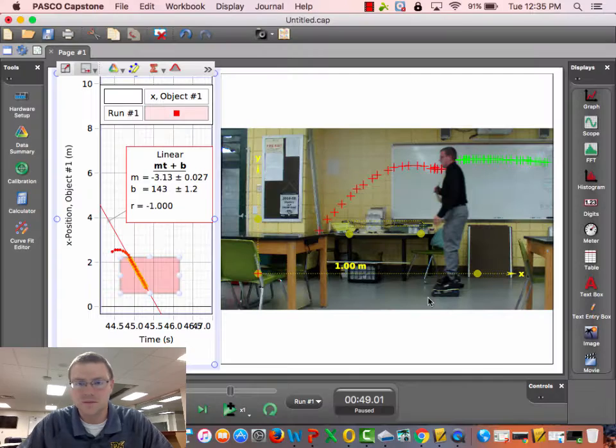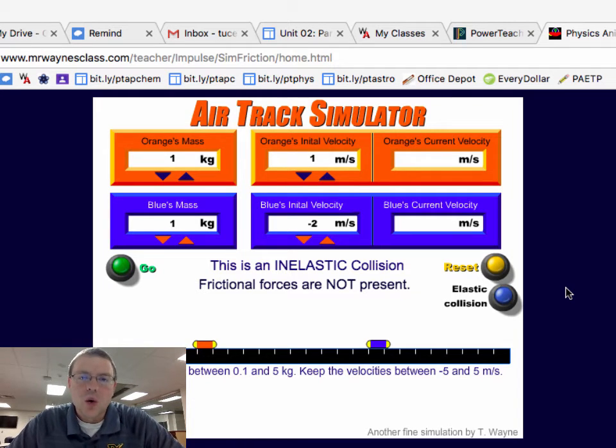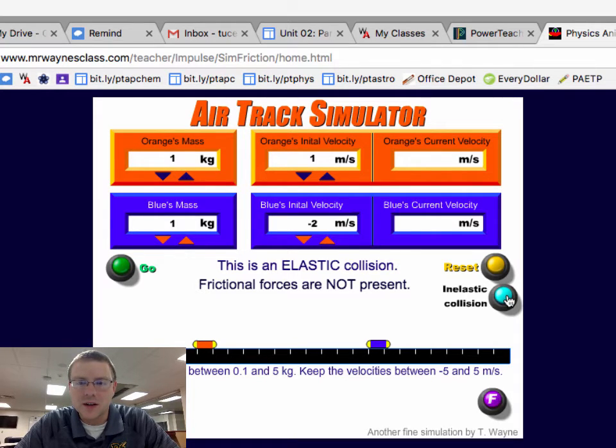Let's try another one. If we look at this simulator here, we can set up any collision that we want. We can put in the masses, we can put in the velocities, and it will spit out what happens when the objects collide with each other. In this nice example, there are no frictional forces like I was experiencing with throwing the medicine ball, and we've got a different way of setting up collisions. We can set up the collisions as elastic or inelastic, and we're going to have to define what it actually means to be elastic or inelastic.